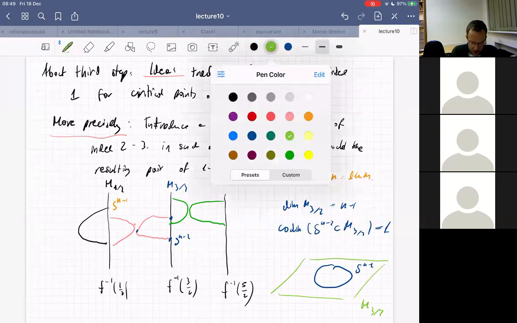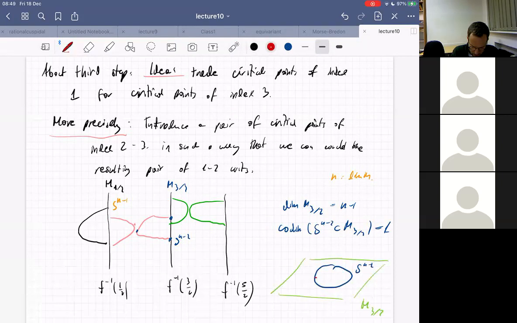So I choose any point on the sphere, and I choose an arc. This arc is just a piece of an arc crossing S n minus 1 transversely. So this is like the beginning of our stable manifold, essentially the beginning of the stable manifold of the index 2 critical points we are about to introduce. And index 2 critical points have a stable manifold that is a sphere that intersects the level set as a circle S1.